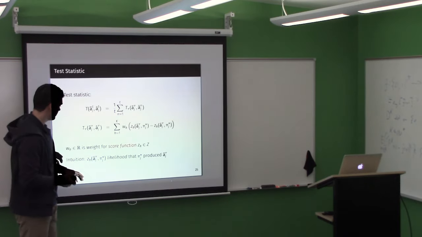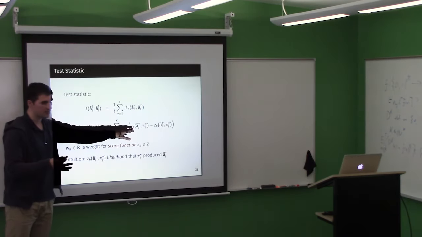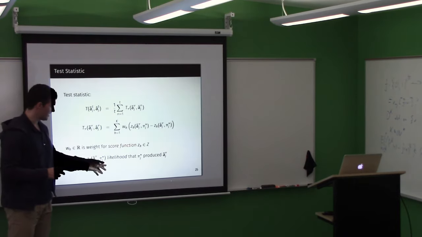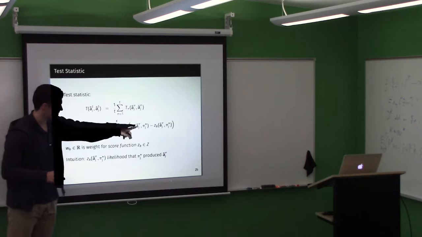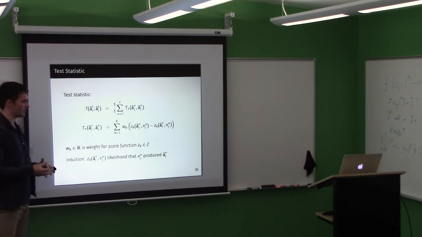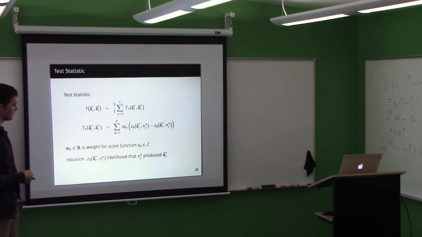The intuition is this: the score function intuitively could correspond to something like a likelihood. The likelihood that our hypothesis would produce the vector that we give to this function. It doesn't have to be a likelihood in a strict theoretical sense, but it's useful to understand the method, I find, and that's why I like to use that when I explain the method.